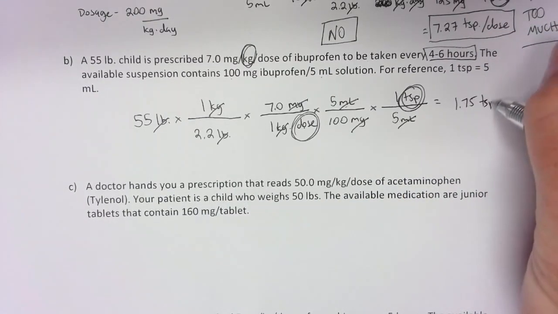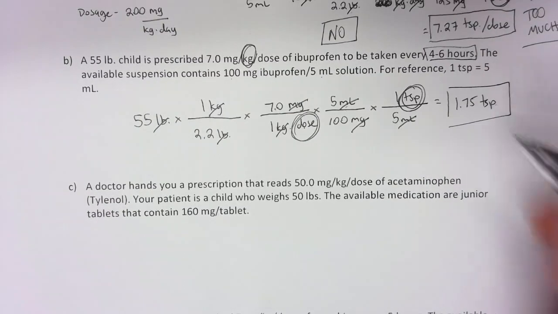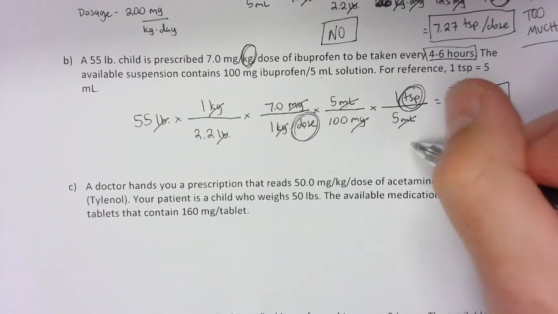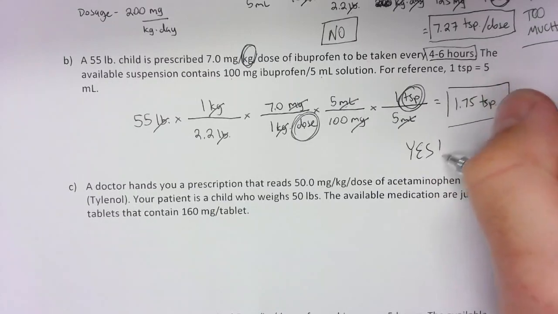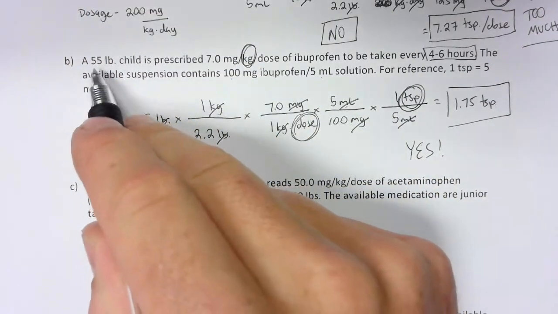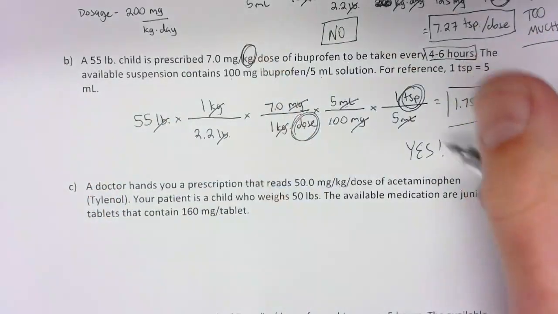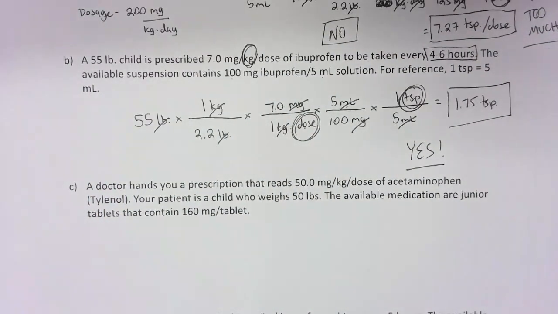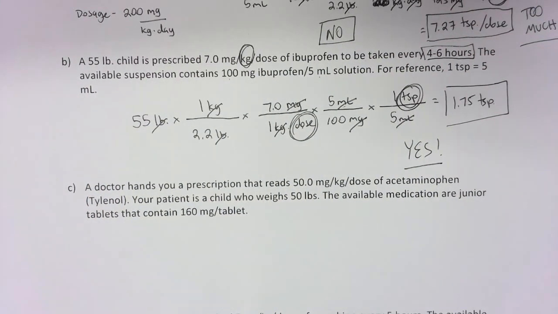Now that seems a little more reasonable. Seems a little bit more reasonable that you would give a child, even an older child than the last problem, about 2 teaspoons of this medication. That seems more reasonable.